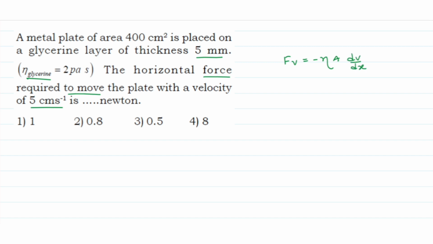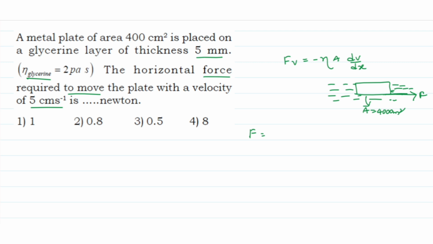Now here you are placing a metal plate on a glycerin layer. Just imagine this is a glycerin layer, and its area is given as 400 centimeter square. And here you are applying some horizontal force to move the plate with a velocity of 5 centimeter per second. Here we just calculate the magnitude of the force value, so I am not bothering about the sign.